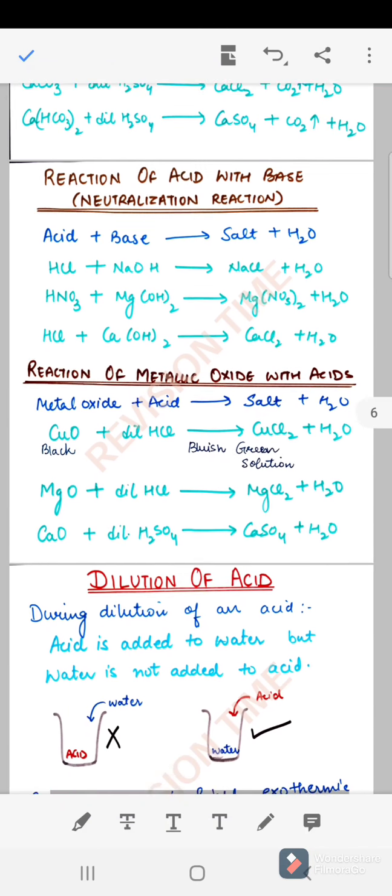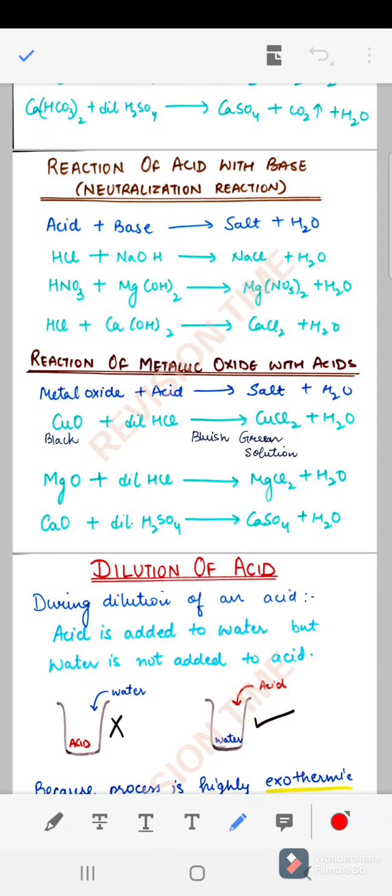Next we have the reaction of acid with base. That is nothing but the neutralization reaction. We all know that we will get salt and water here. In the reaction of metal oxide with acids, here also we will get salt and water. But this is not a neutralization reaction. We should always remember that every reaction forming salt and water is not a neutralization, because for a neutralization reaction we need acid and base.